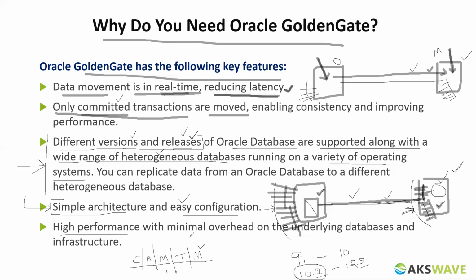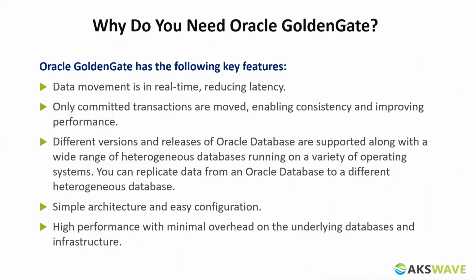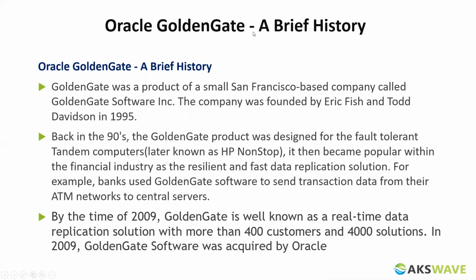High performance with minimum overhead on underlying databases and infrastructure. It gives you the best performance for your databases with minimum to minimum load on your database on which it is capturing or applying. So we say that this environment is a capturing environment. Here I'm going to capture all these transactions and I'm going to apply them on the other side. This is the apply environment. Capture the source, apply the target with minimum to minimum load, right? So I hope you understood about the Golden Gate benefits, right?